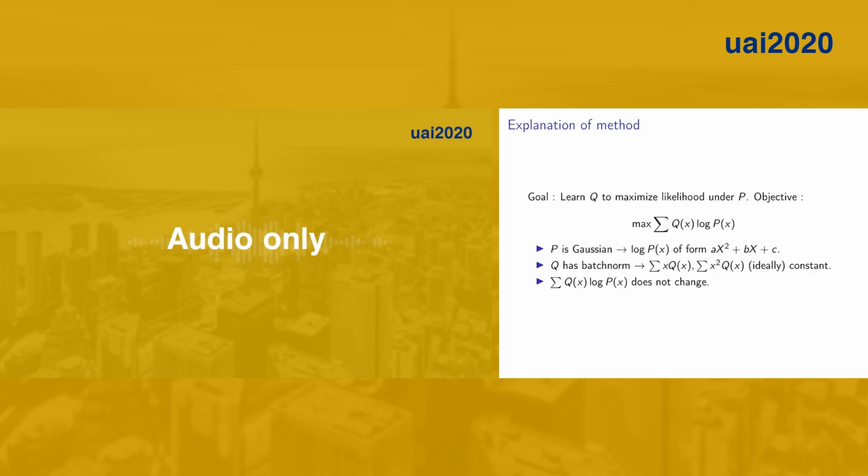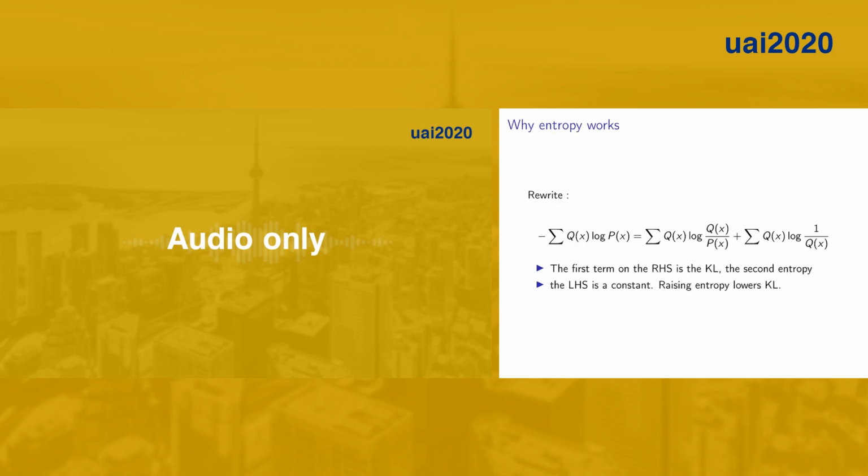How does this work? Let's say we're learning a distribution Q to maximize the likelihood on some distribution P, and the objective is to maximize like this. If P is a Gaussian, then this is obvious. If Q is batch norm, then these two terms are not going to vary, right? Because if the models have converged, these are ideally constant. So you can't optimize this. This is a constant. But let's rewrite this a bit.